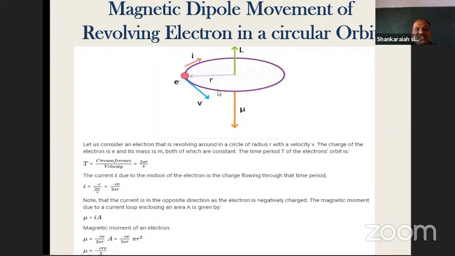I will explain this next class. Okay, this one is ended today. Next, I will explain the magnetic dipole moment of a revolving electron in a circular orbit in the next class. Okay, listen carefully to my concept.